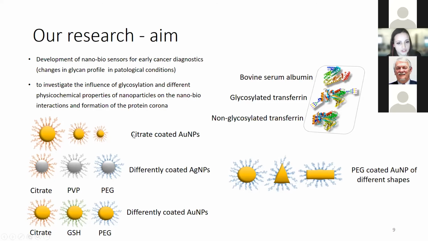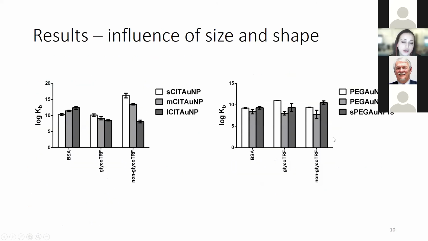We used different sizes of citrate gold nanoparticles. We used differently coated silver and gold nanoparticles, and also different shapes of gold nanoparticles, in order to determine the influence of size, the influence of coating, and the influence of shape. So what were our results?